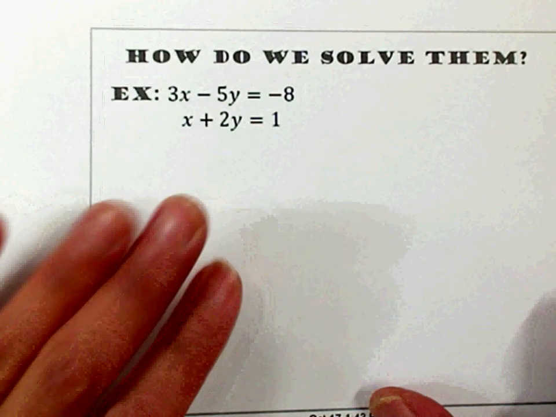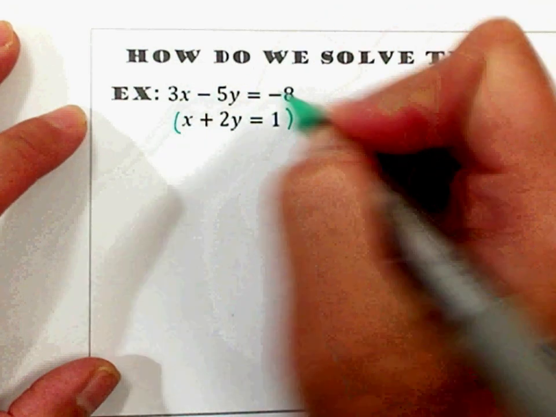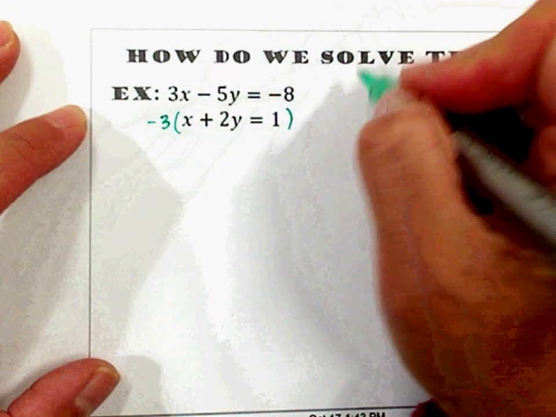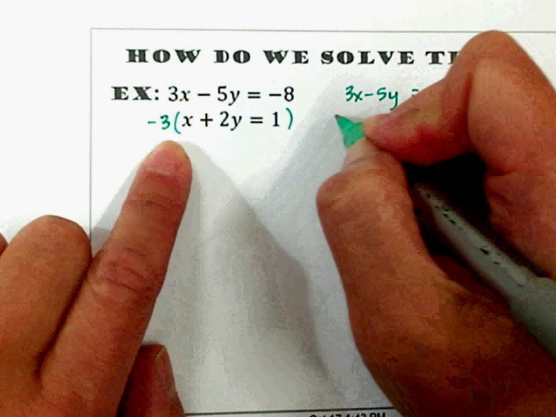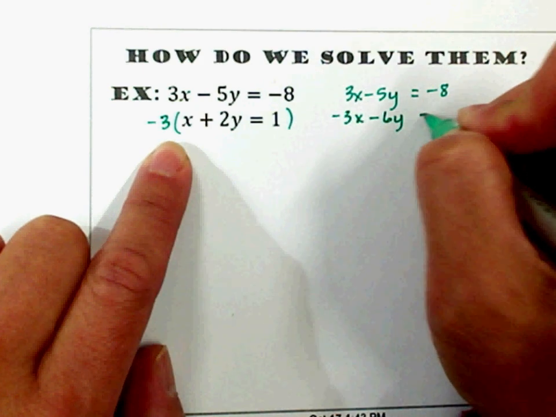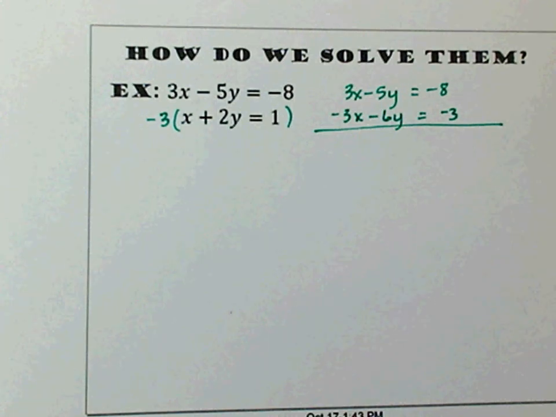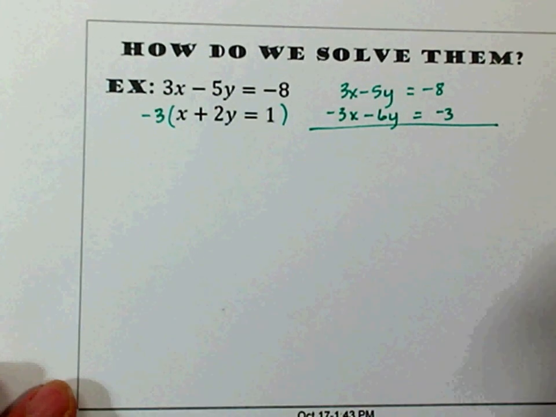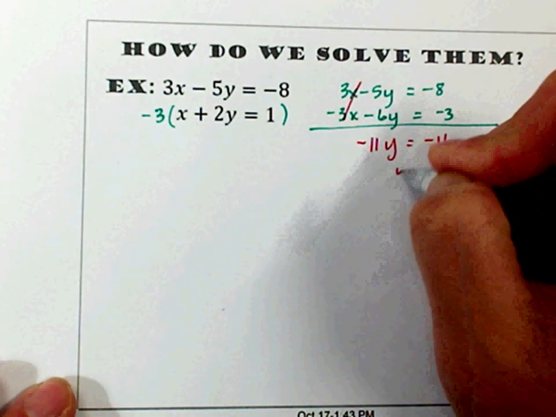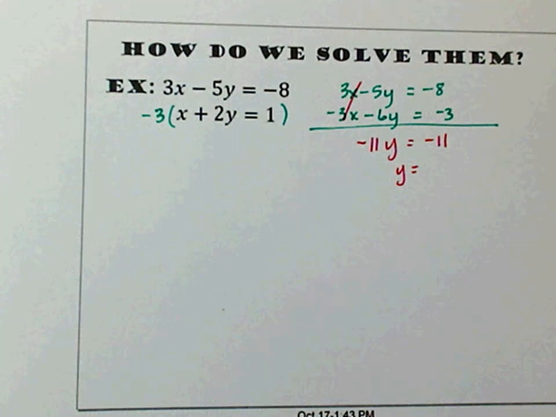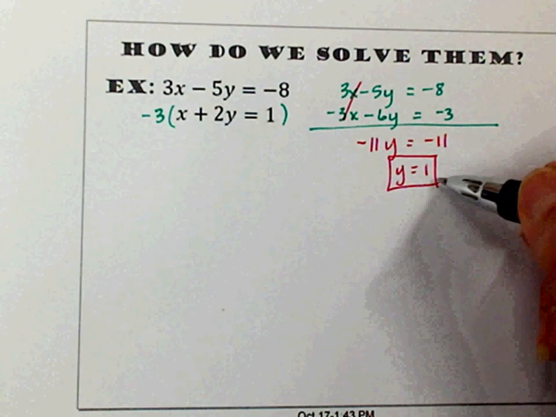So, how do we solve for this? So here's an example of how you would have solved for this. Do you see how this is lined up? I would have multiplied this one by negative 3. And so you have 3x minus 5y equals negative 8. And distribute. Negative 3x minus 6y is equal to negative 3. Now, notice, I'm using elimination. Cancel. Negative 11y equals negative 11. Divide by negative 11, y is equal to 1. So if I were to graph this one, they're going to cross at 1.